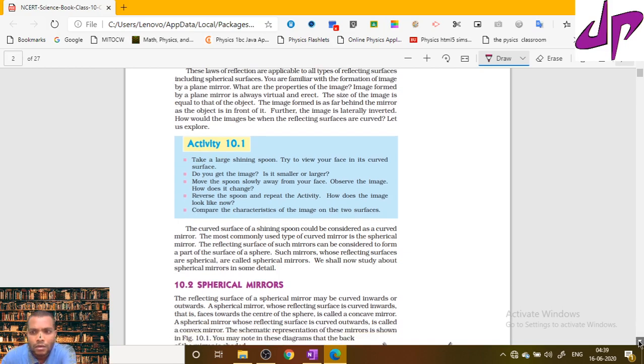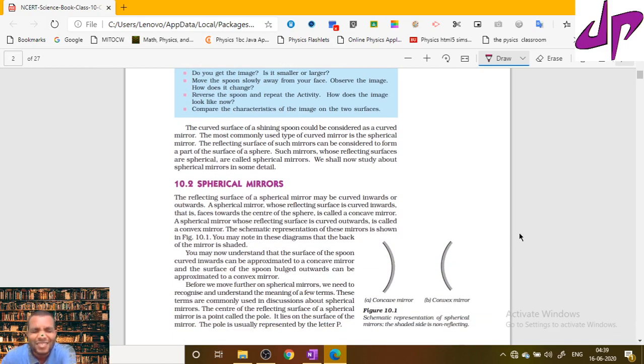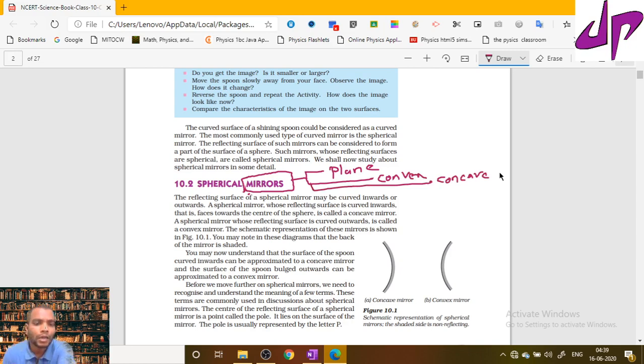Because of reflection, an image will be formed. To form an image, we need some objects, known as mirrors. Mirrors can form images. Mirrors are of three types: one is the plane mirror, another one is the convex mirror, and another one is the concave mirror.